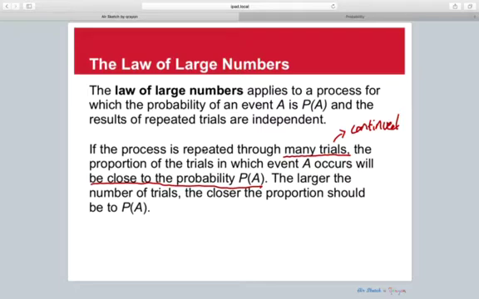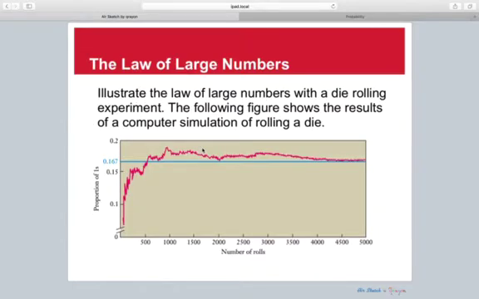The larger the number of trials, the closer the proportion should be to P of A. So I'll kind of put this into terms that aren't so dense. The idea is really, if something has a probability, like rolling a die in this case and getting a 1, if it's a 6-sided die, the probability of getting a 1 is 1/6, right? But that doesn't mean that I should expect that after 6 rolls, exactly one of them is a 1, or after 12 rolls, 2 of them are guaranteed to be 1.